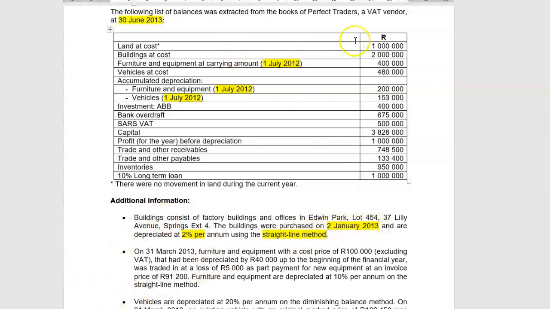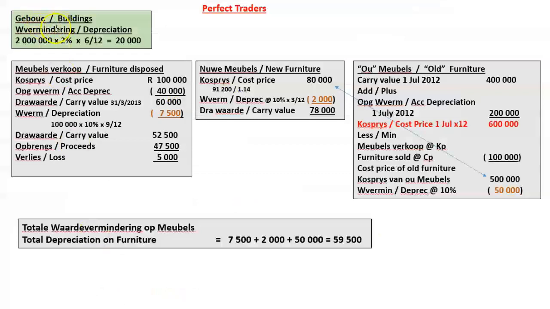What was the value of the buildings? 2 million rand. So if we're going to work out our depreciation on the buildings, it is going to be 2 million rand multiplied by 2% for the 6-month period, which equals 20,000 rand.